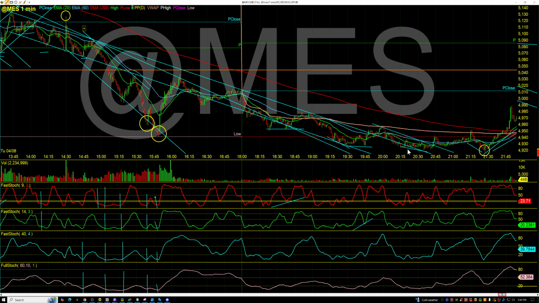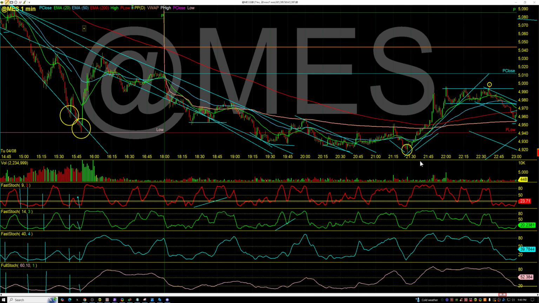But this will happen overnight. As you can see, the overnight channels work just as good. The divergences are number one entries.